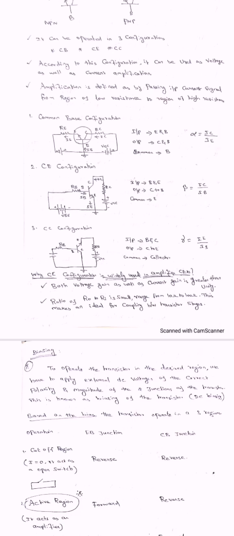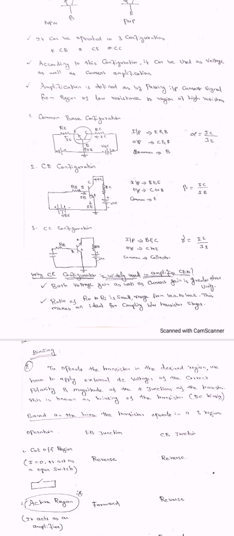And the second reason is the ratio of output resistance to input resistance is small. That is, we can assume the range from 10 ohm to 100 ohm. So this makes it ideal for coupling between transistor stages. What is meant by the second point: in the second and third units we have to see multi-stage amplifier circuits. So multi-stage amplifier is nothing but the output of the first stage is connected to the input of the second stage. That is called cascaded stages.